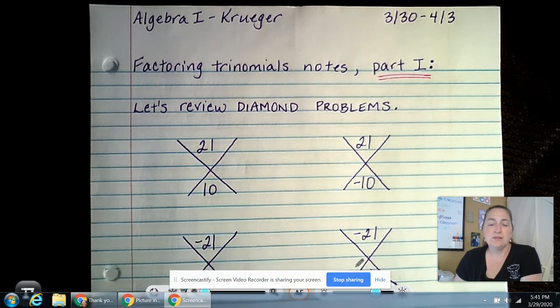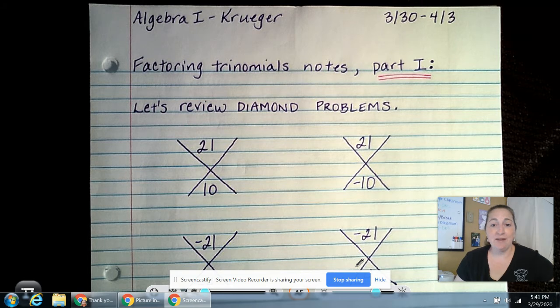Okay, guys, so we're going to work through the Factoring Trinomials Notes Part 1. There's a couple of ways you can do this. I have attached a blank copy of this. I scanned it and attached a copy. So if you have access to a printer, you can print it out first and then watch the video. Or if you want, you can just write it down as you go if you just have paper and pencil.